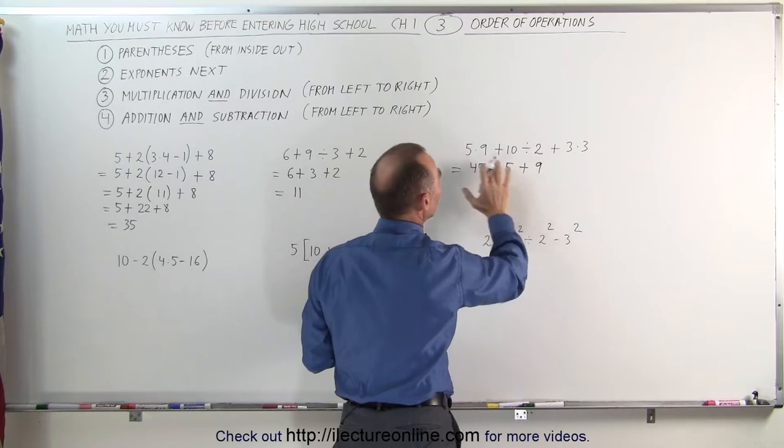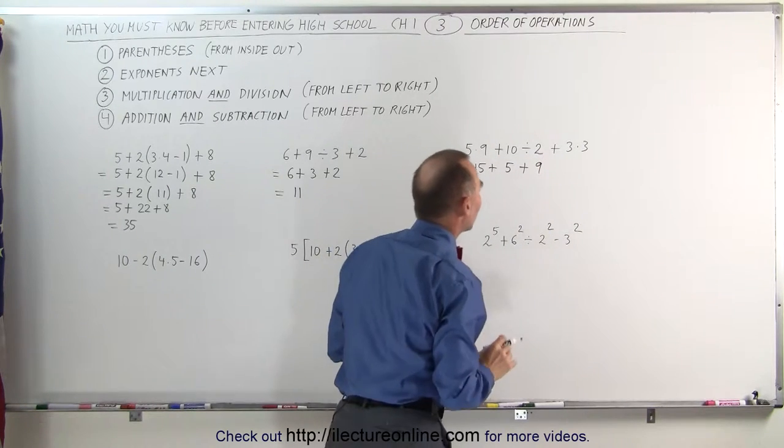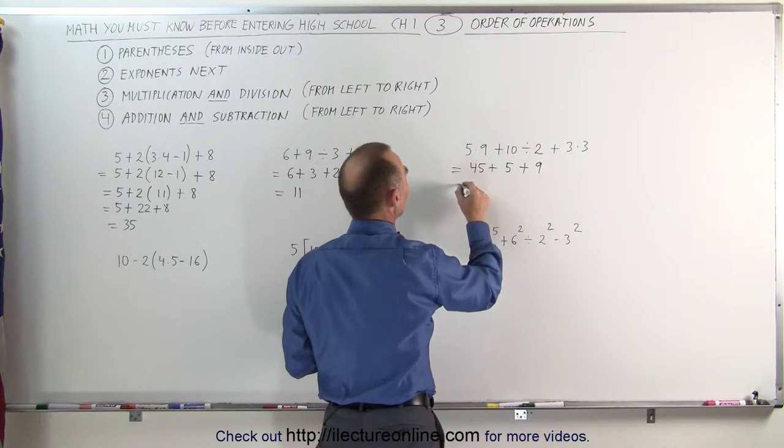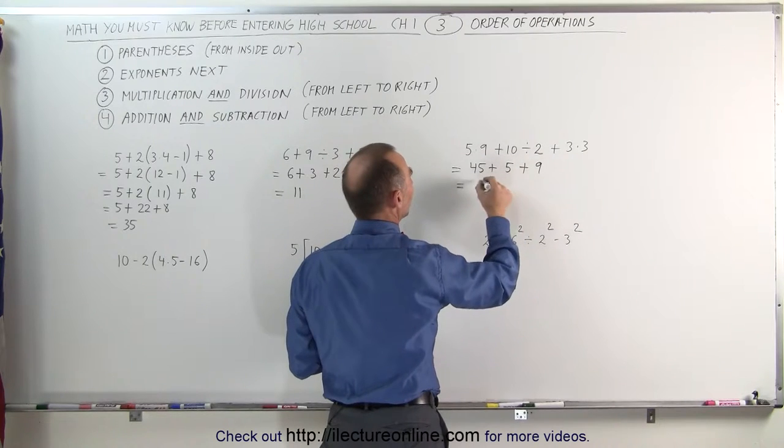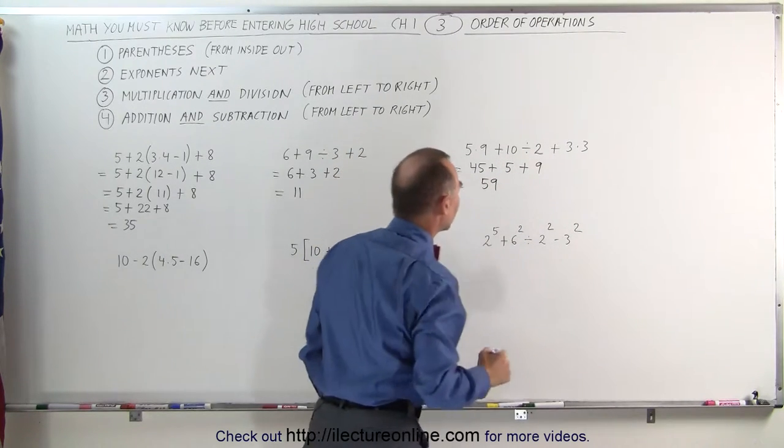Now we've eliminated all the multiplications and division. Now we can simply add what is left. 45 plus 5 is 50, plus 9 is 59.